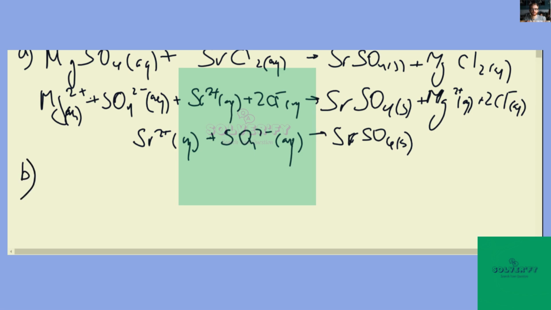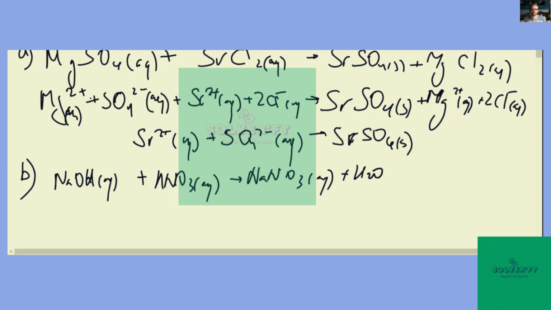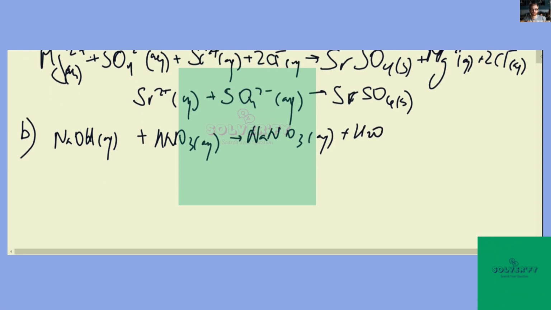Now let's move on to part B. In part B, we have the reaction between sodium hydroxide and nitric acid, which forms sodium nitrate and water. Again, this reaction doesn't need any additional balancing, so we just need to split it into the corresponding ions.